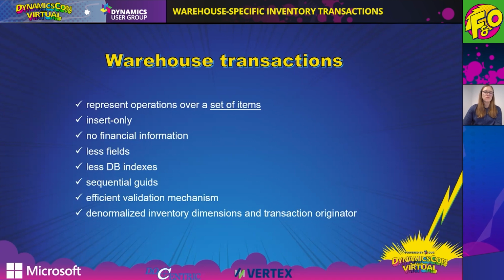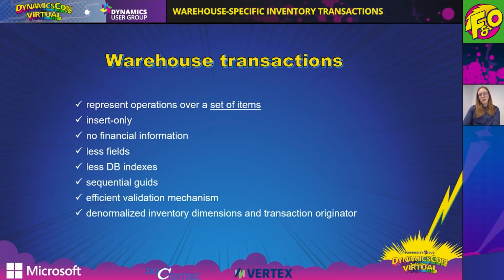What is so different, original about warehouse transactions? They represent an operation over a set of items. So no more transactions for each separate serial number. They are insert only, event style, there are no updates. They don't have financial information, so fewer fields, which also means fewer validations, less processing. Also fewer database indexes, so less space taken by the database.